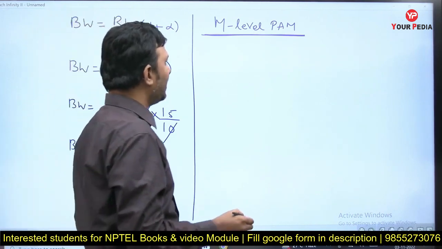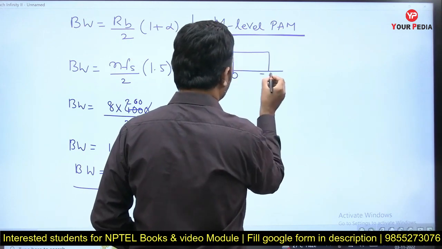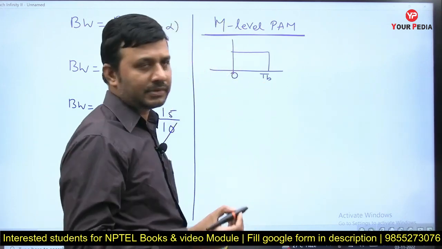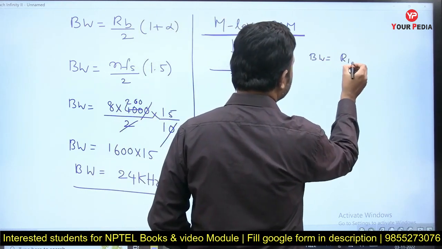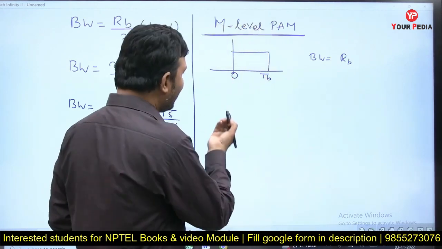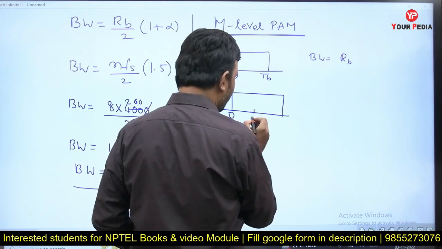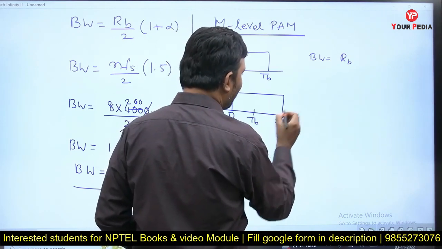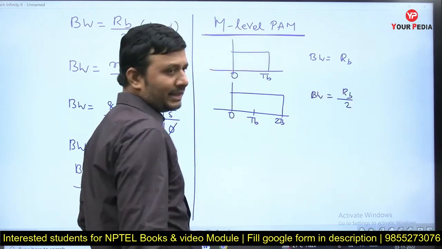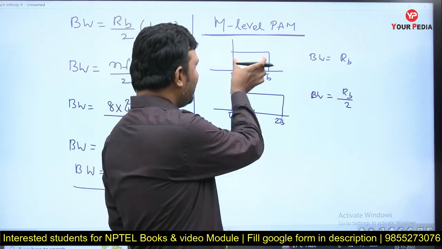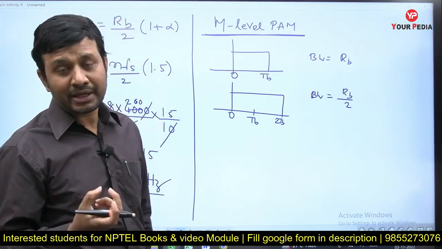The idea is, suppose I am going to transmit a rectangular pulse of width TB. Now, what is the bandwidth I can get here? Bandwidth is nothing but RB hertz. Now, if I increase the width of this rectangular pulse from TB to 2 TB, what happens to the bandwidth? It becomes RB by 2 hertz, right? So this is a bit, this is a symbol. Grouping of bits becomes a symbol.